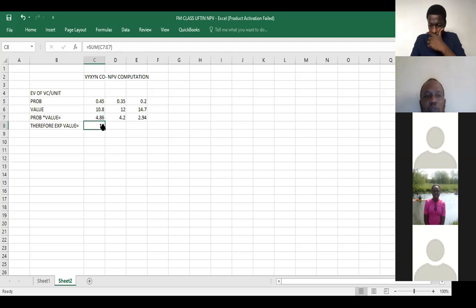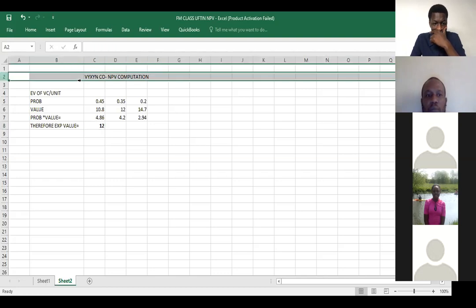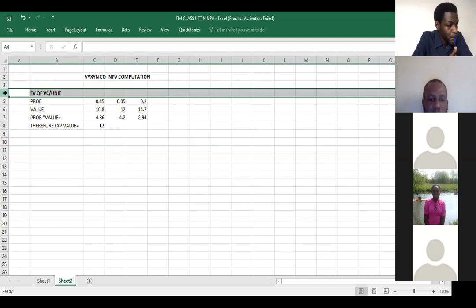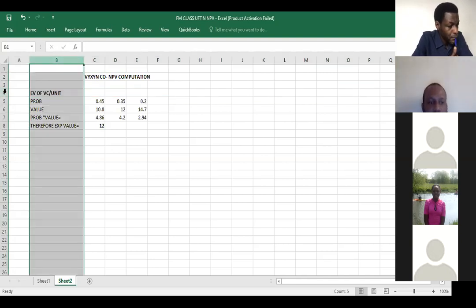So the probability times value of each of them, three of them together will give you your expected value. Remember we said it's the summation of probability times value. So we did probability times value in each case, then the summation of the three of them is now our expected value. Okay, so with that, we can do our computation now.